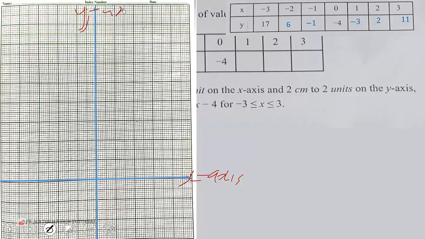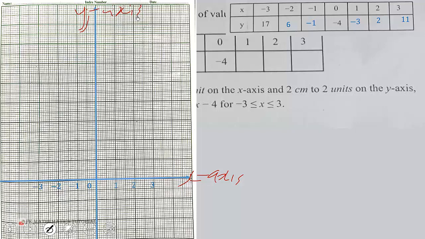Y axis. If you label it, you get some marks. Now let's use the scales. The scale is 2 centimeters to 1 unit on the x-axis. So let's begin. We begin from -3, -2, because each step is 1 unit, then 0, then we have 1, 2, 3.